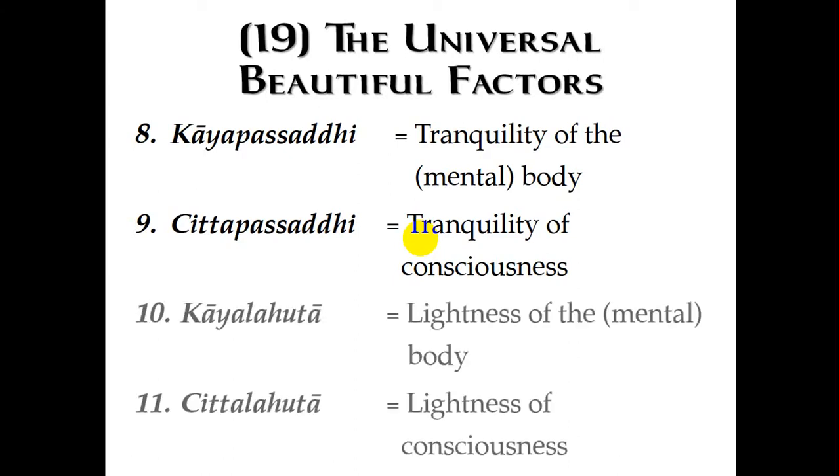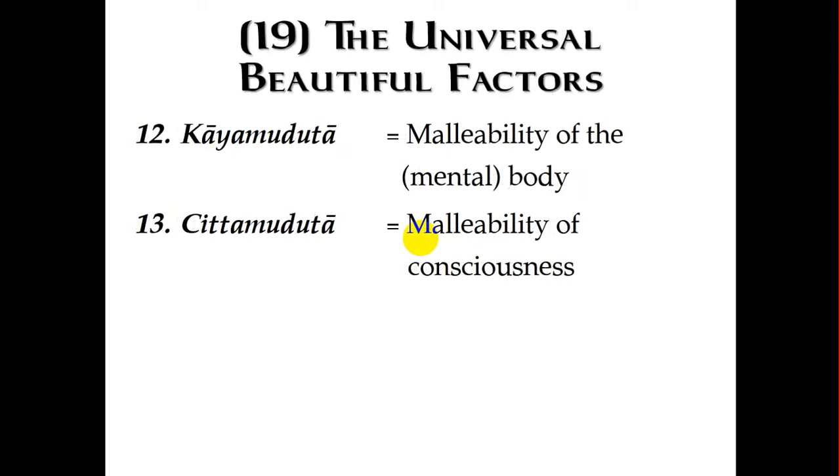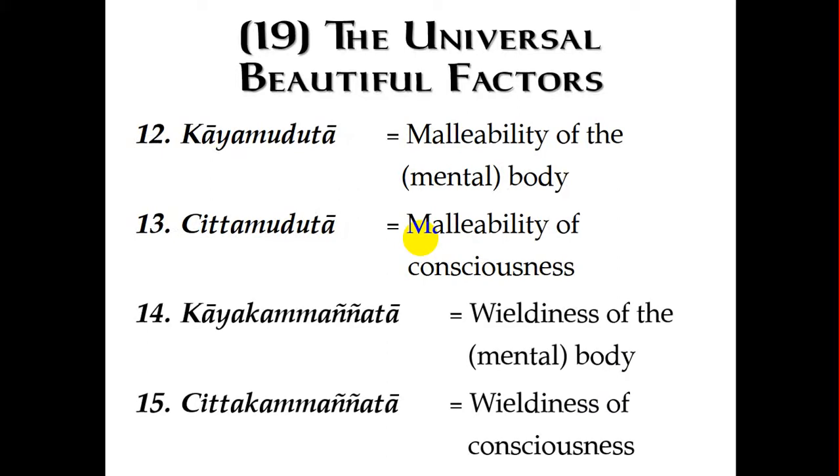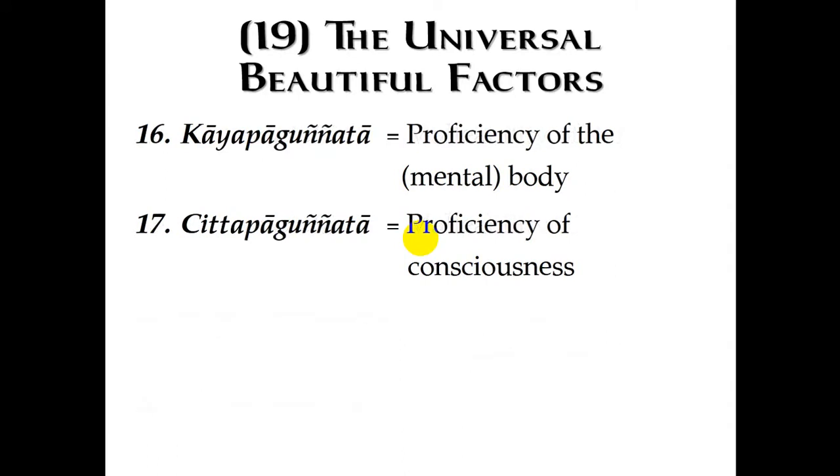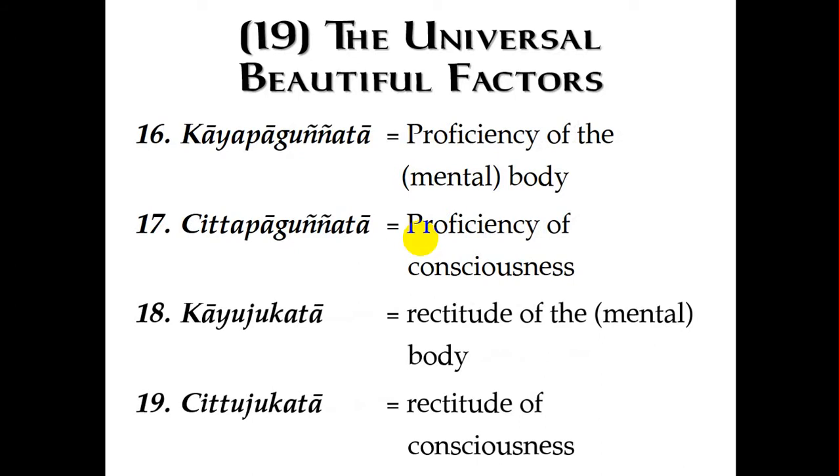tranquility of the consciousness, and lightness of the body and lightness of the mind, and malleability of the mental body, and malleability of consciousness, then wieldiness of the mental body and wieldiness of the consciousness, and proficiency of mental body and proficiency of consciousness, then rectitude of the mental body and rectitude of consciousness. So altogether, we have 90 universal beautiful factors, right? So we finished 4 mental factors.